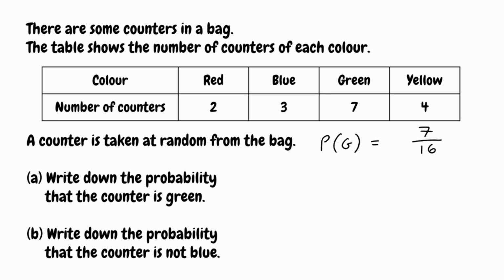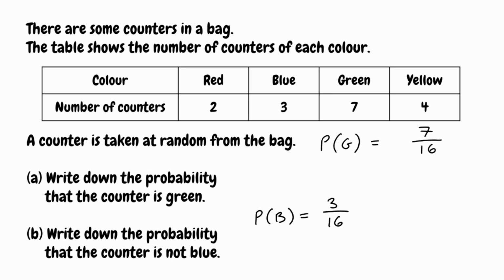And for part B to this question, we want to write down the probability that the counter is not blue. So just like the previous question, we can actually figure out the probability of the counter being blue first. So to do this, all we're going to do is look at the table. We want to see how many blue counters there are. Well, there are 3 blue counters, so that's going to go on our numerator over the total, which we've just figured out to be 16.